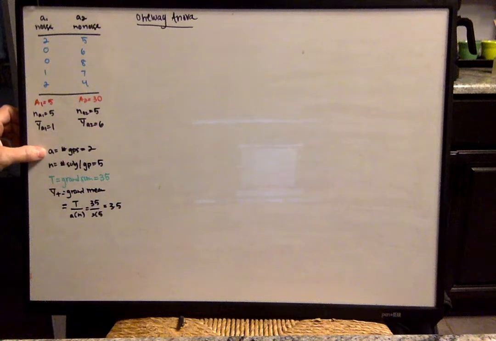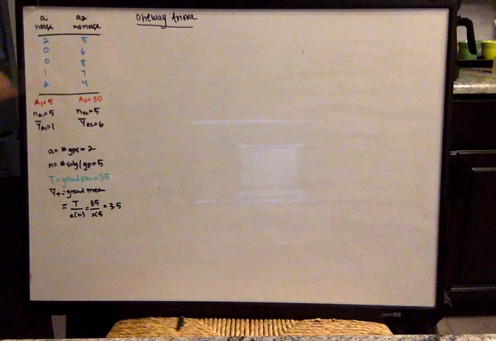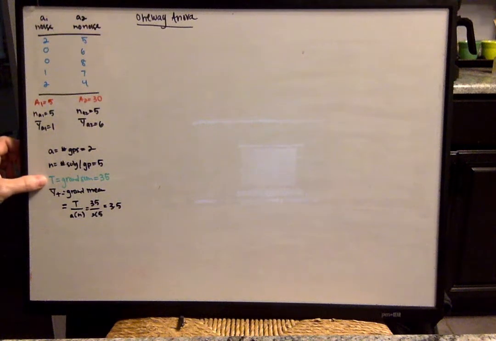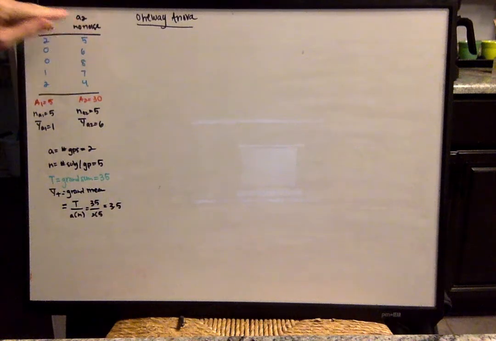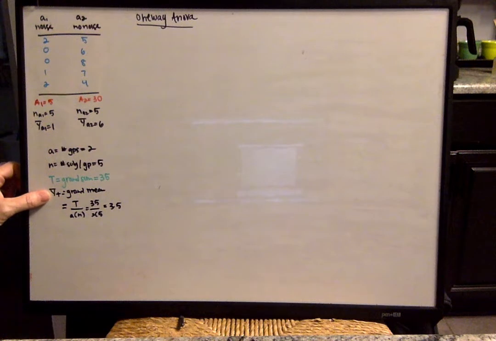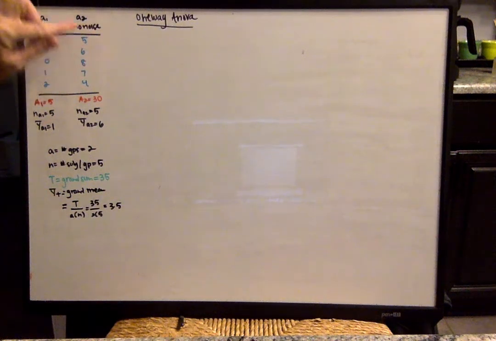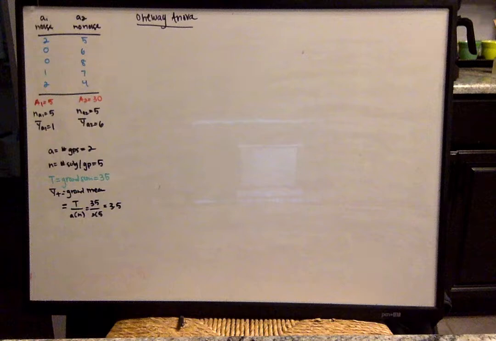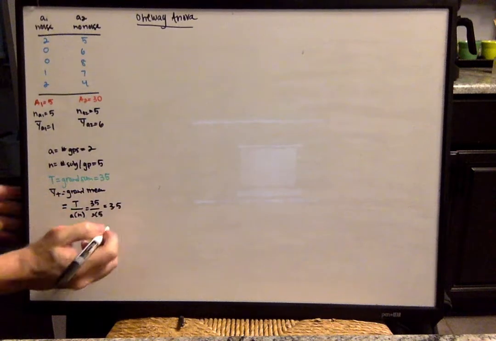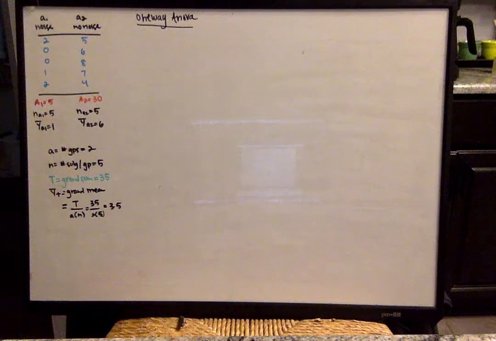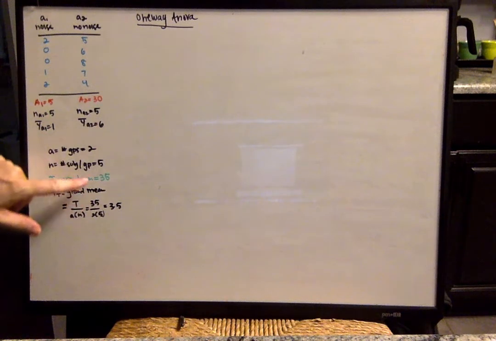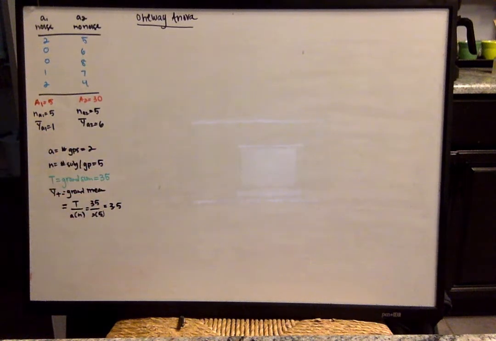Little a is the number of groups or the number of levels. In this case, we've got 2. N is the number of subjects per group. In this case, we've got 5. Capital T is the grand sum, which is the sum of all the scores, which is 35. And Y bar T is the grand mean, which is the mean of all the scores. So it's basically 35 divided by 10, but if you like a formula, it's T divided by A times N. So 35 divided by 2 times 5 is 3.5.